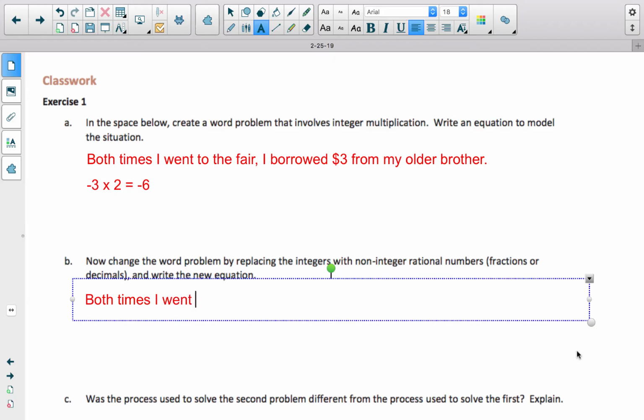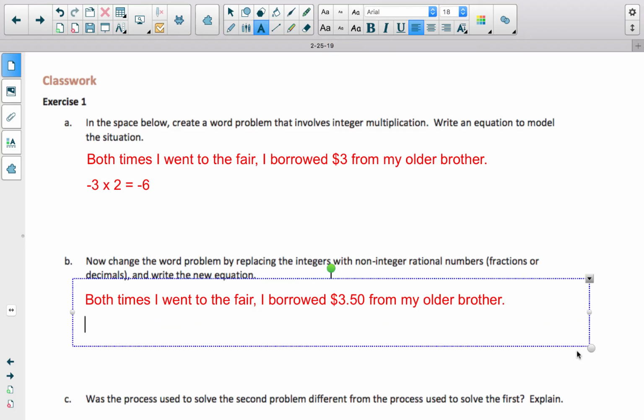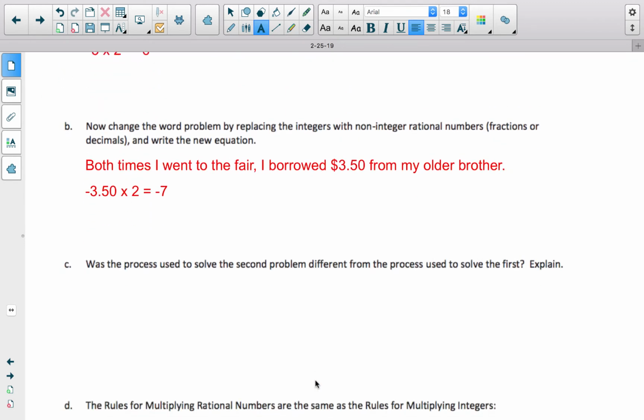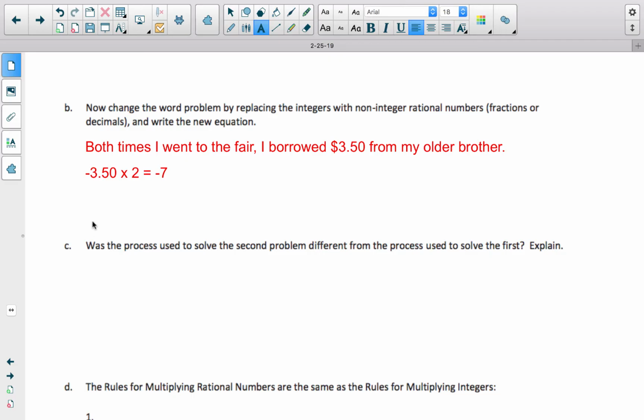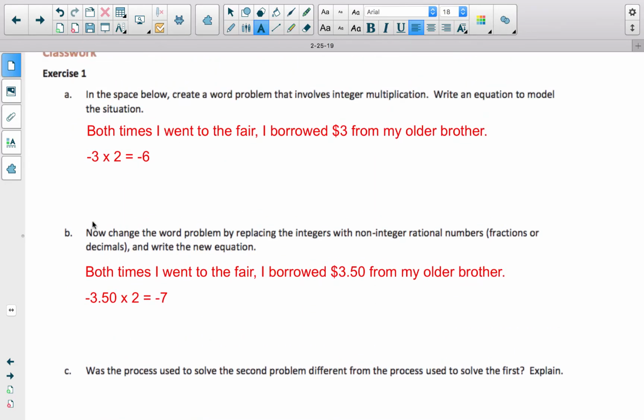So both times I went to the fair, I borrowed $3.50 from my older brother. So now we have negative 3.50 times 2, which is negative $7. Now, was the process used to solve the second problem different from the first one? And in fact, the answer is no.